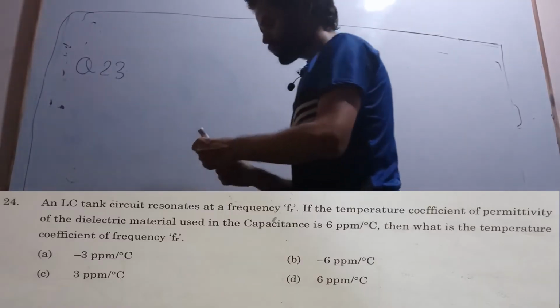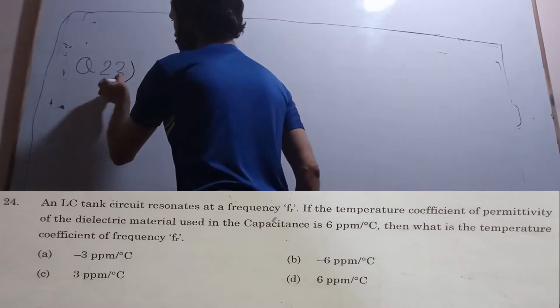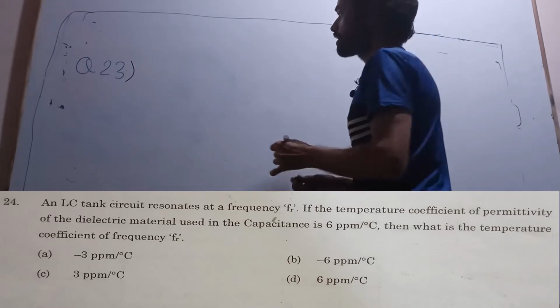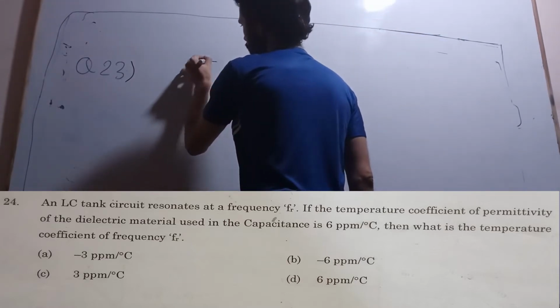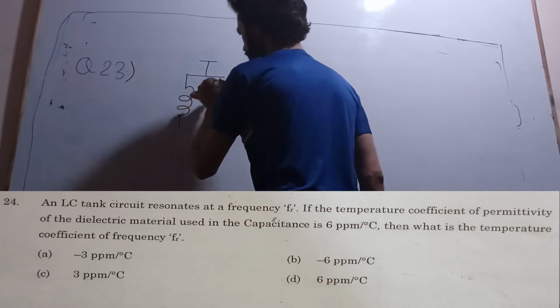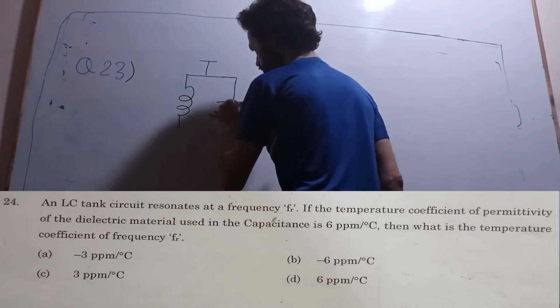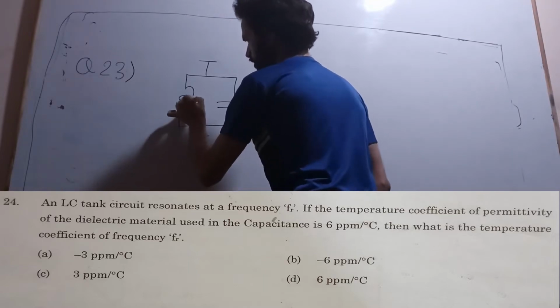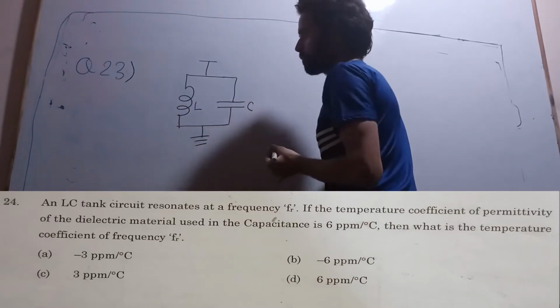Then see question number 23. Yes, question number 23, that is given as what? There is one tank circuit. Given that there is one tank circuit, this is my tank circuit. This is inductance, this is capacitance.